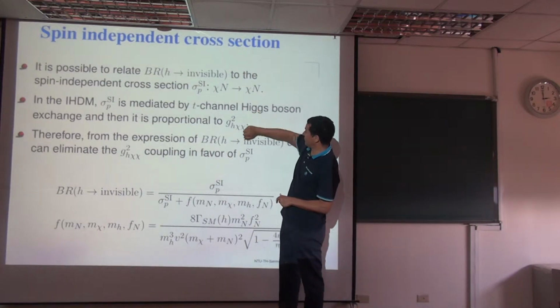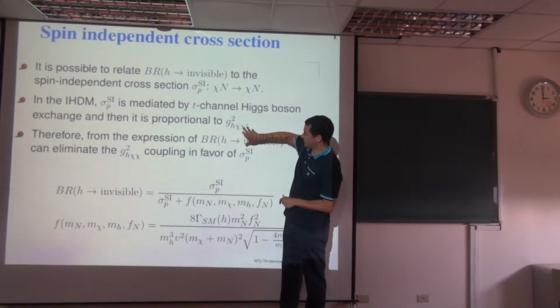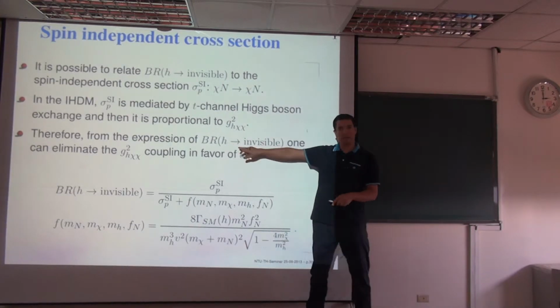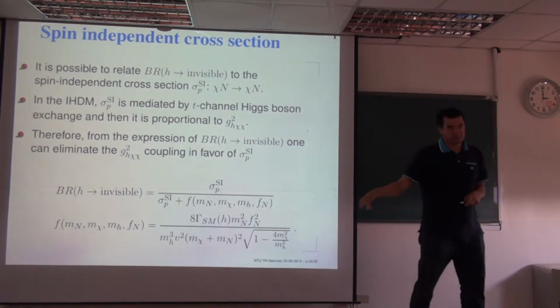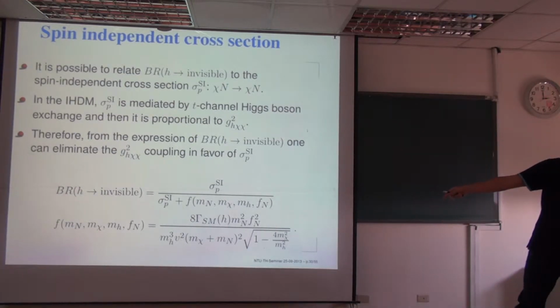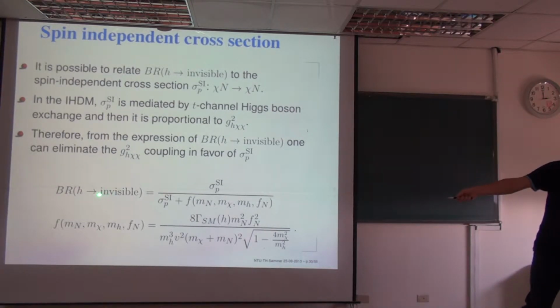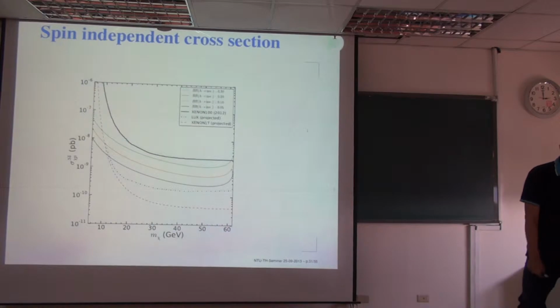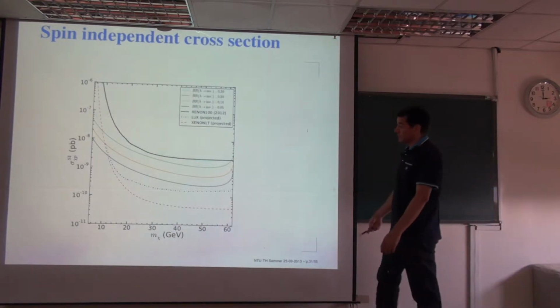It will depend on this coupling squared, but this coupling squared is exactly related to the partial width of the Higgs going invisibly. And so we have this relationship between the invisible decay branching ratio and the spin-independent cross-section. And so we did this scan here, this scatter plot.